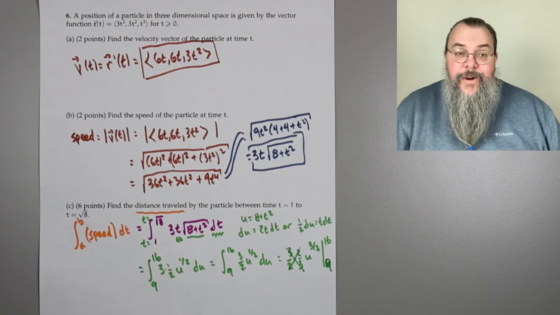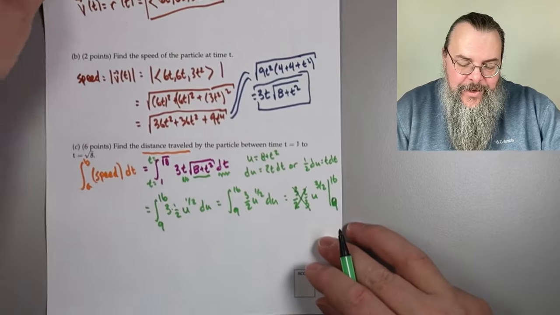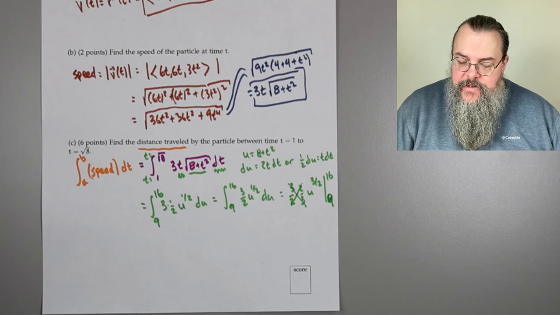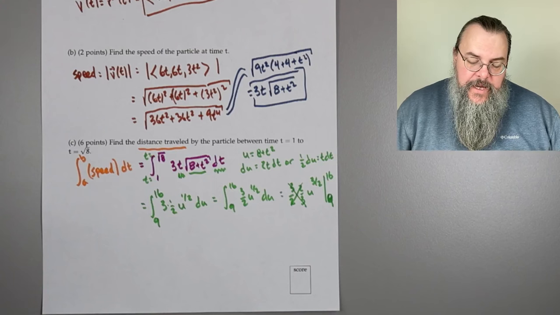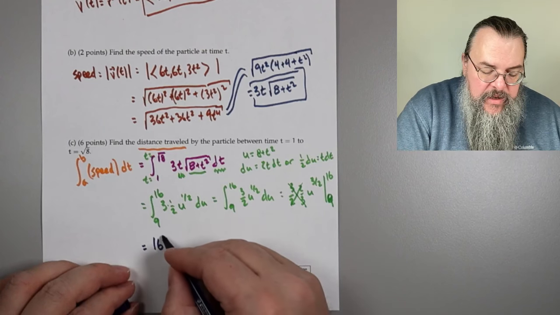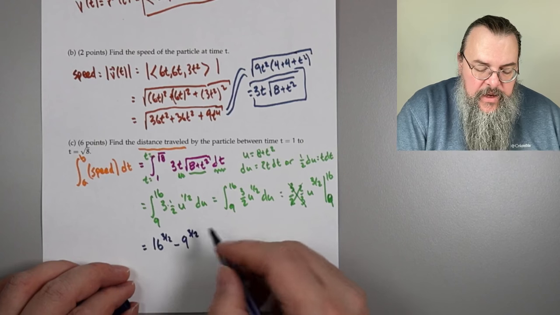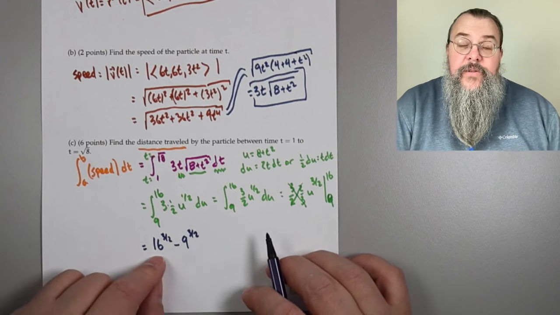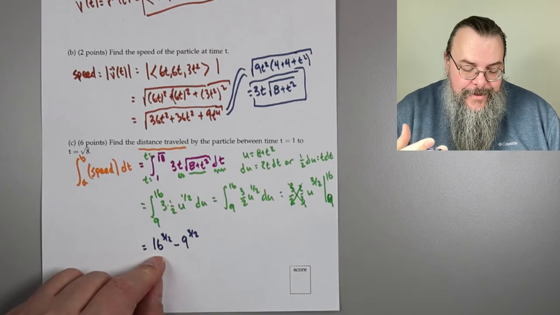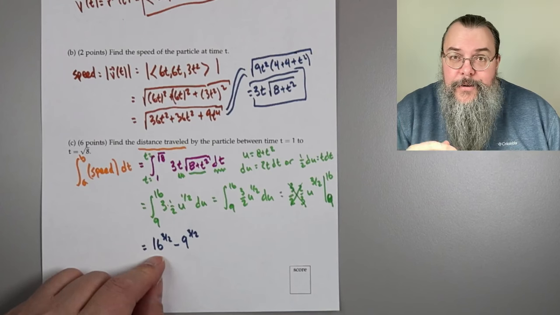Oh, great. We're really close. Really close. Okay. Now, what's the last thing for us to do? Well, we just have to plug in. So we have equals 16 to the 3/2 minus 9 to the 3/2. And now you're probably thinking, great, 16 cubed is a number. What is that? 4,096. Say, oh, sure, I'll buy that.